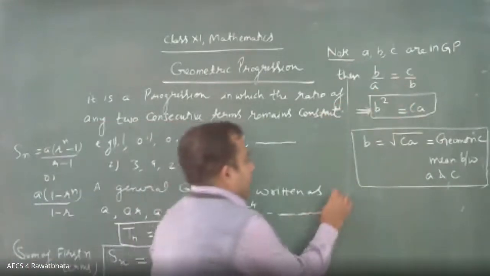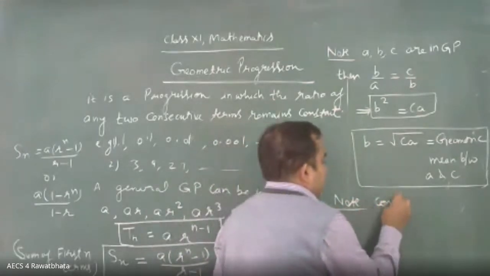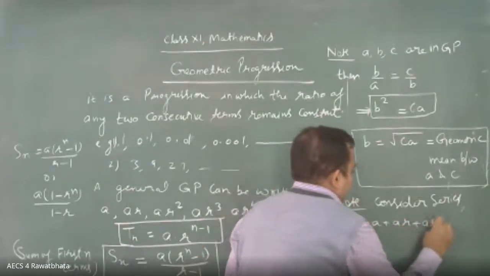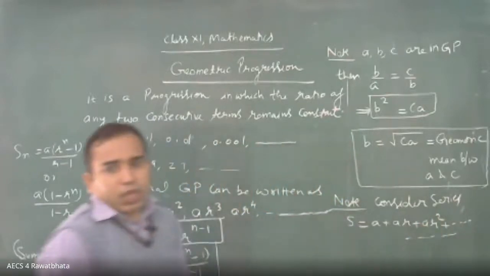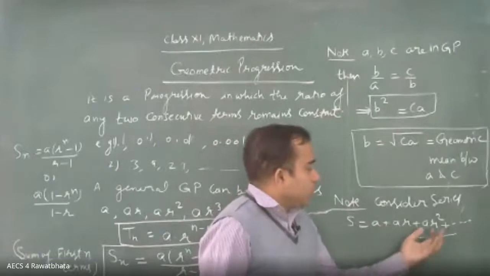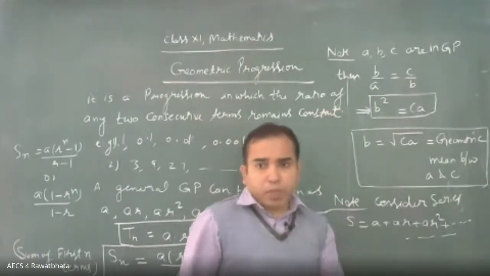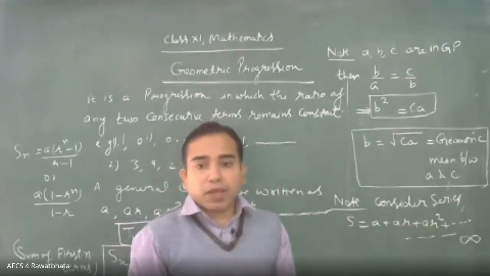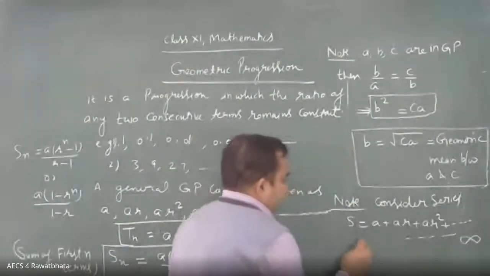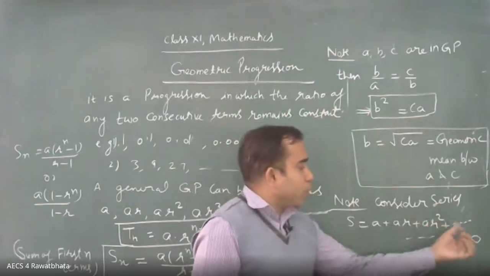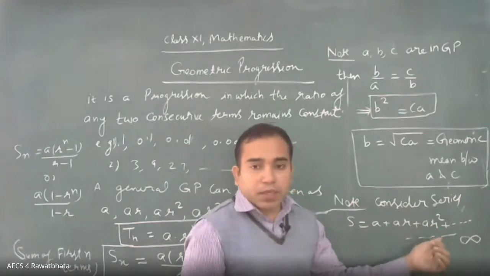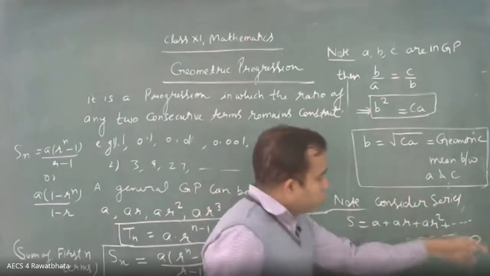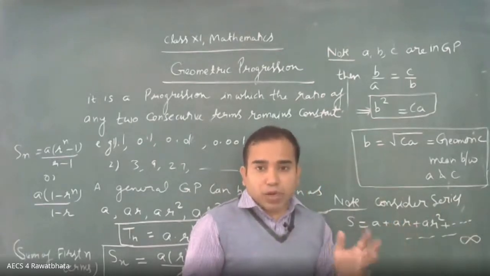Okay. One more note. Consider this series: S equal to A plus AR plus AR square plus dot dot dot. Students, if R is bigger than 1, each term will start becoming bigger and bigger and even bigger, and this entire sum will become infinity if you take infinitely many terms. But if the R value is less than 1, then each term will become smaller and smaller. If R is less than 1, R square will be even less than 1, and similarly R cube, R raised to the power 4 and all next terms will be very, very small. So although you take infinitely many terms, this series will have a particular finite sum.